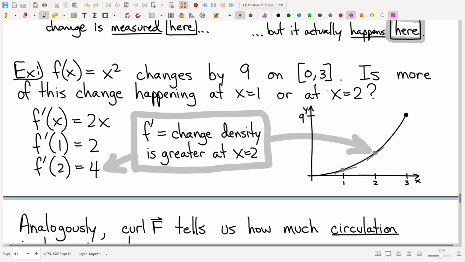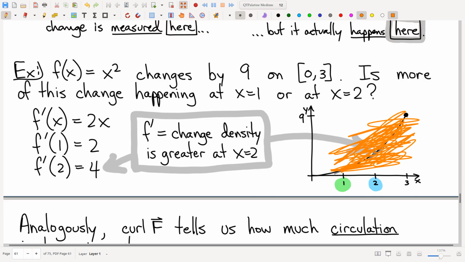But more to the point, there's going to be more of it happening on some of the interval and less of it happening at other points. Between these two candidates, 1 and 2, a couple of points inside of that interval, where is more of that change happening? Now, y'all, of course, could just look right at the picture. So let's not cheat and let the picture answer the question for us. Let's try to use the derivative. Let's try to use the density to answer this question.